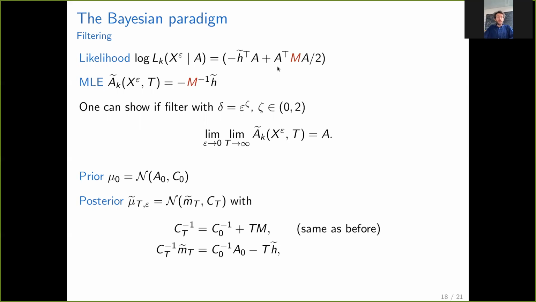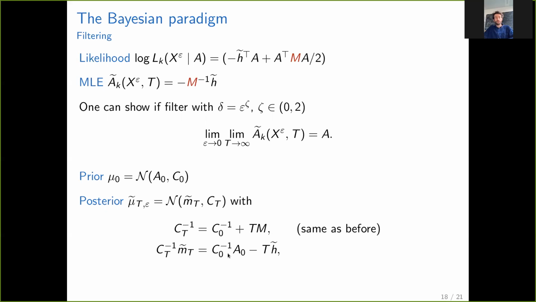So here we have another quadratic function as the log likelihood. Again, if we take a Gaussian prior, then we obtain again a Gaussian posterior, so we can fully determine the posterior measure just by determining its mean and its covariance matrix. In particular, the precision matrix is the same as before. Since we have the same matrix M here as before, the precision matrix is given by the same thing, but the mean is modified.